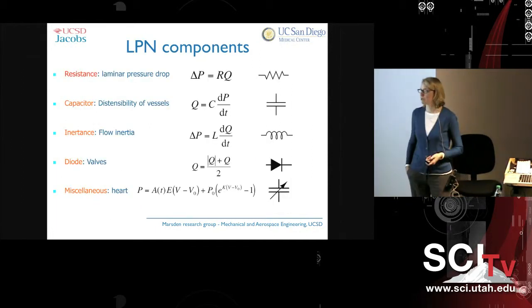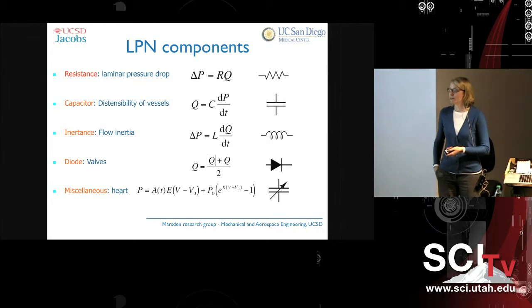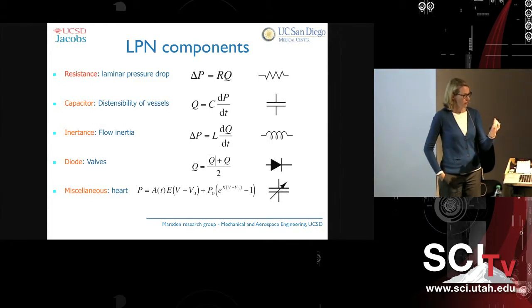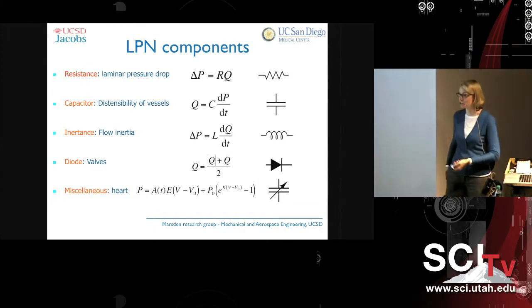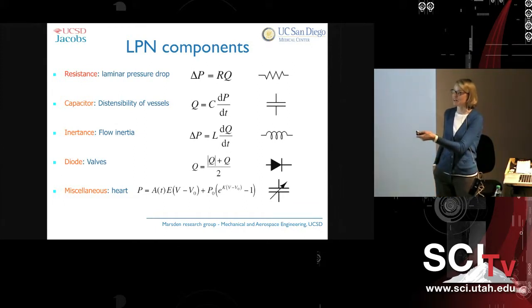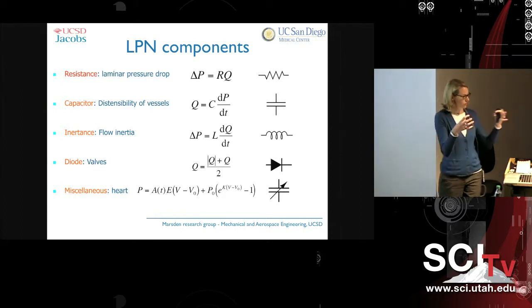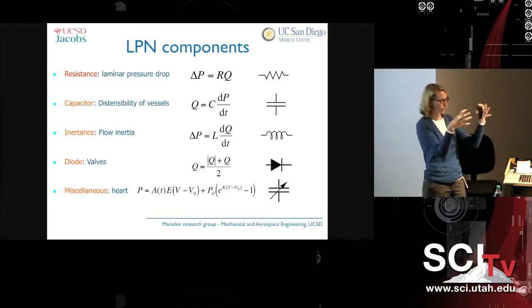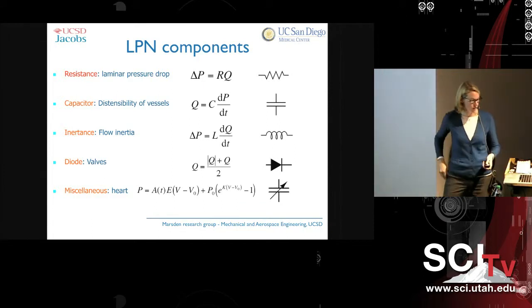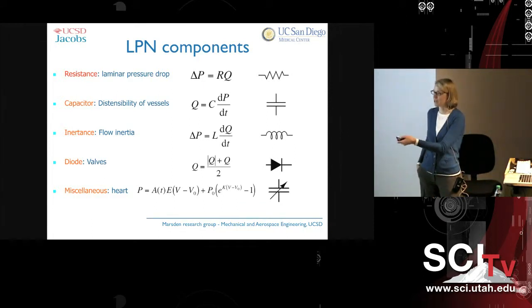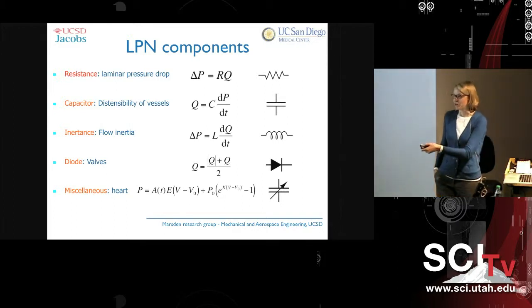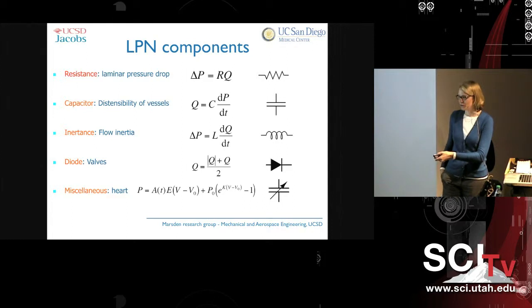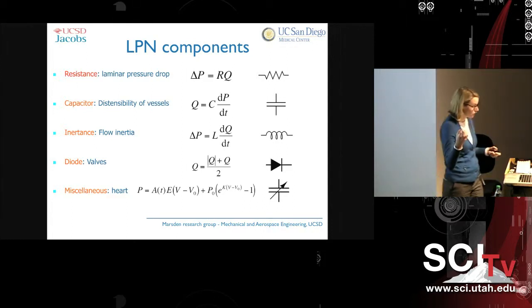When you do this kind of lumped parameter modeling, we make an analogy between the circuit element and the fluid mechanics. So for a resistor, the analogy is to the laminar pressure drop. For a capacitor, we make an analogy to the vessel distensibility. So the vessels can store flow and then release it at some later point in the cardiac cycle. For inductors, we make an analogy to flow inertia. Diodes can act as valves. And then we have other functions, such as elastance functions, that can model the contractility of the heart.